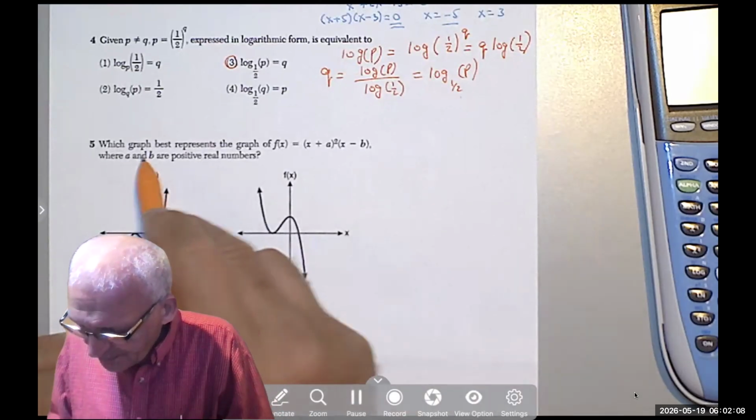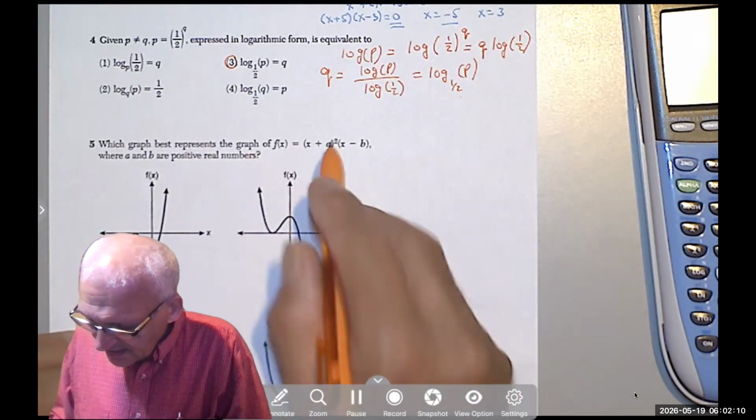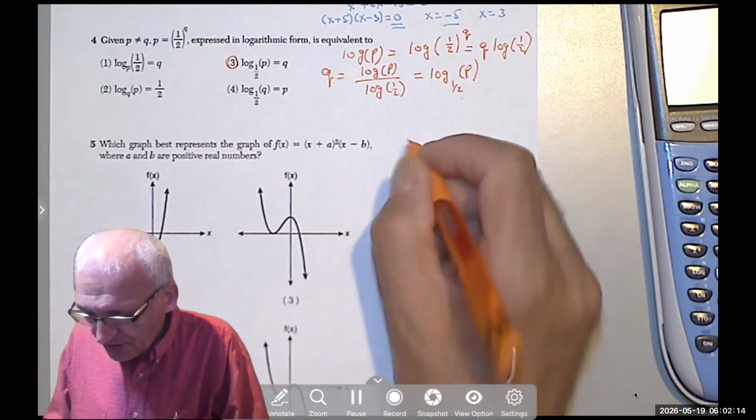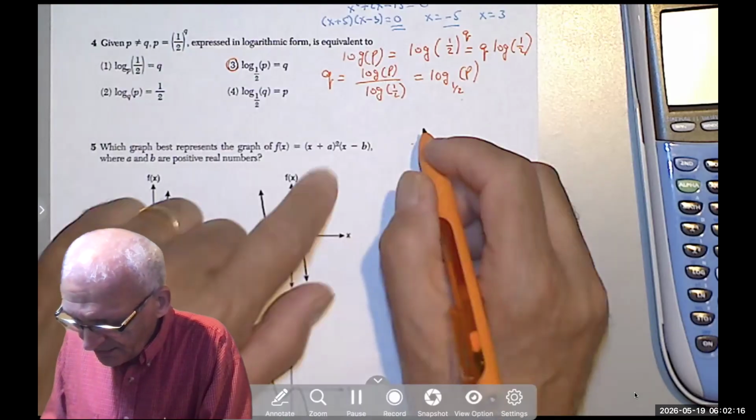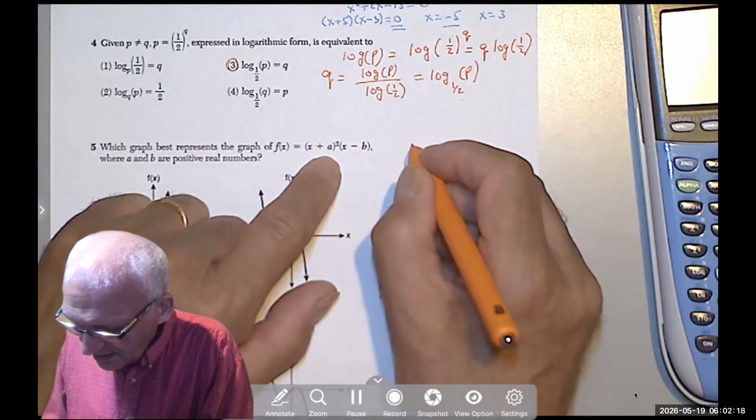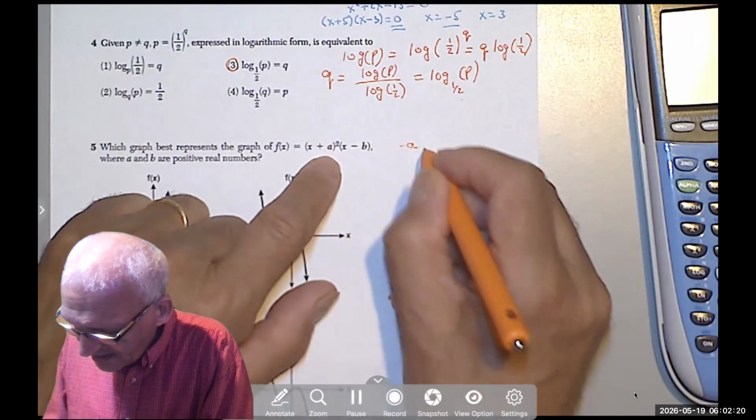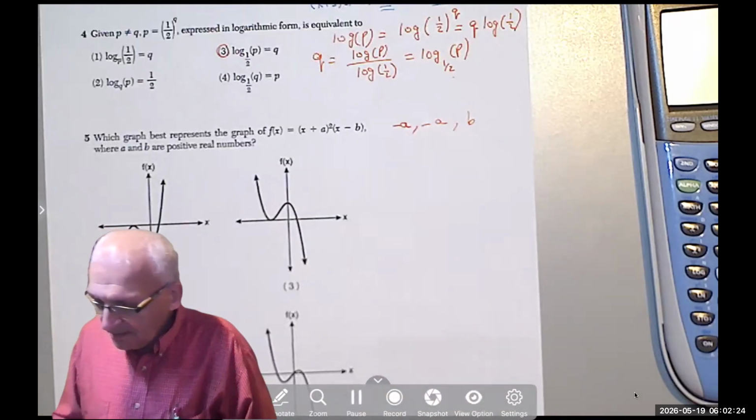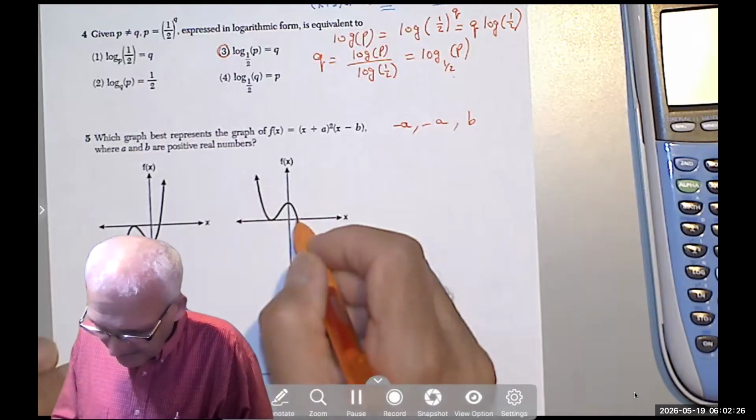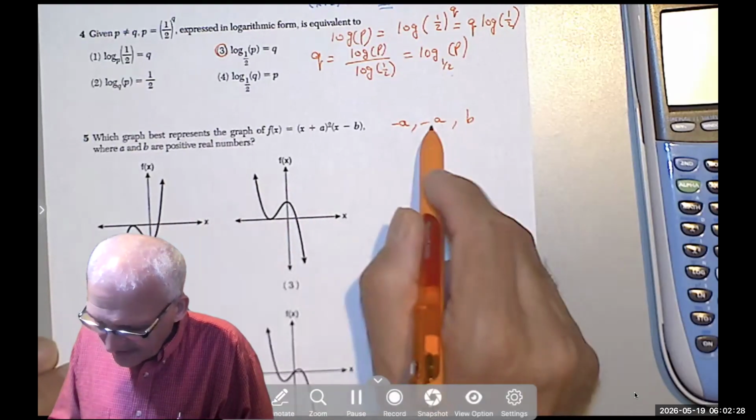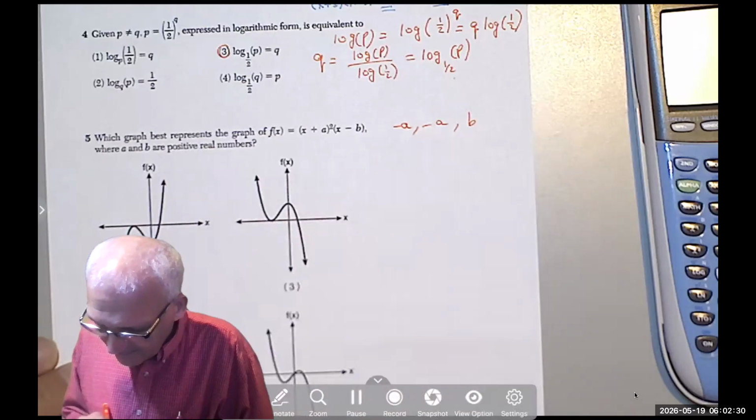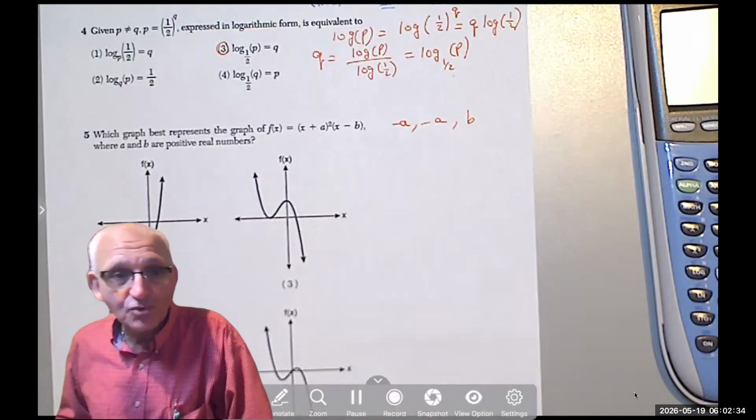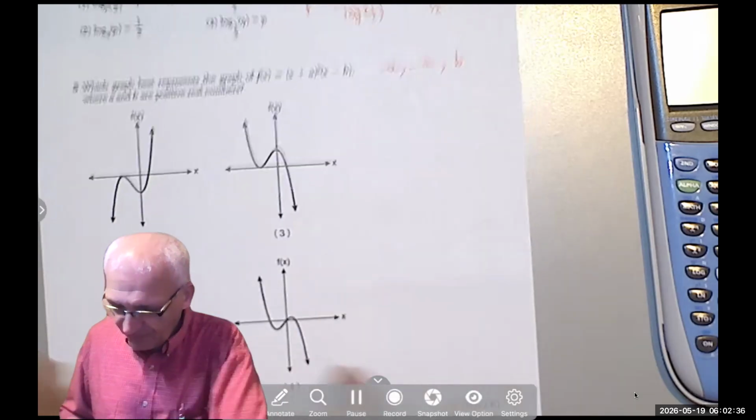Which graph best represents the graph of f of x? So here I have 2 roots, in fact 3 roots, because that's a third degree. So I have A, negative A, and B. B is positive, and A is negative. Here I have 3 distinct roots, so I can exclude 2 and 4.